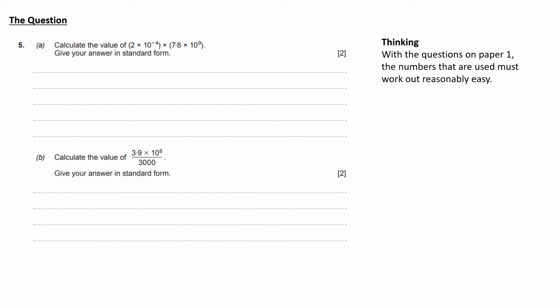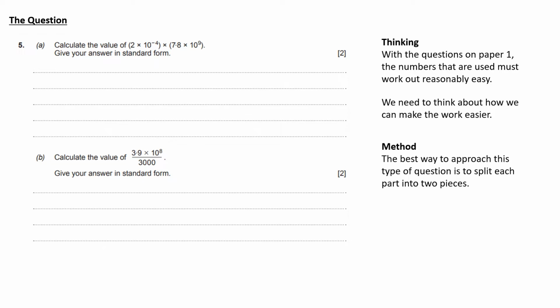As I've said, the numbers should work out reasonably easy. If instead of 2 you had something like 1.47 times 7.8, then that automatically becomes a paper 2 question where you would use your calculator, and we will look at that later. But even though these numbers should work out relatively straightforward, we need to think, how can we make it even easier for ourselves?